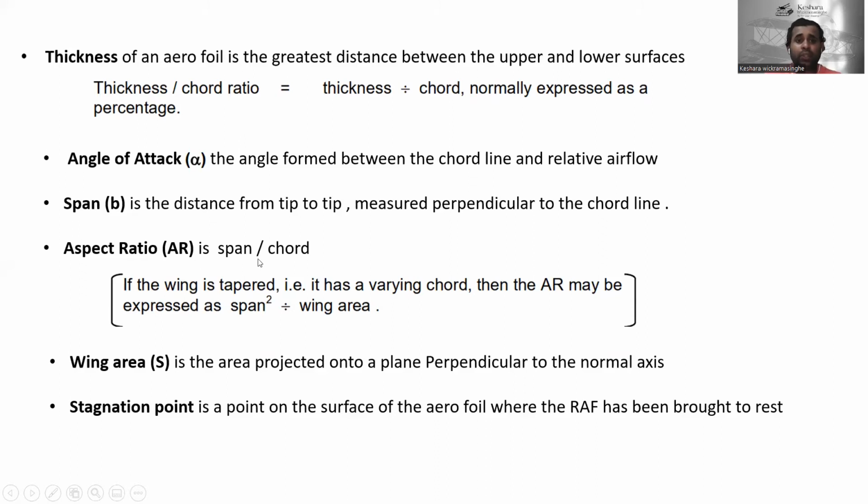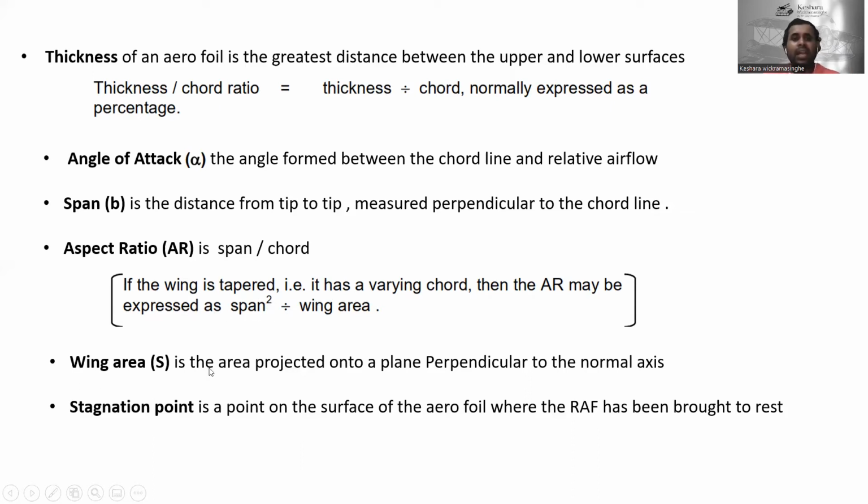Okay, aspect ratio is the span divided by chord. Maybe a question can be asked on aspect ratio. What is the aspect ratio? Aspect ratio is span divided by chord. If the wing is tapered, for example, it has a varying chord, then the aspect ratio may be expressed as span squared divided by wing area.